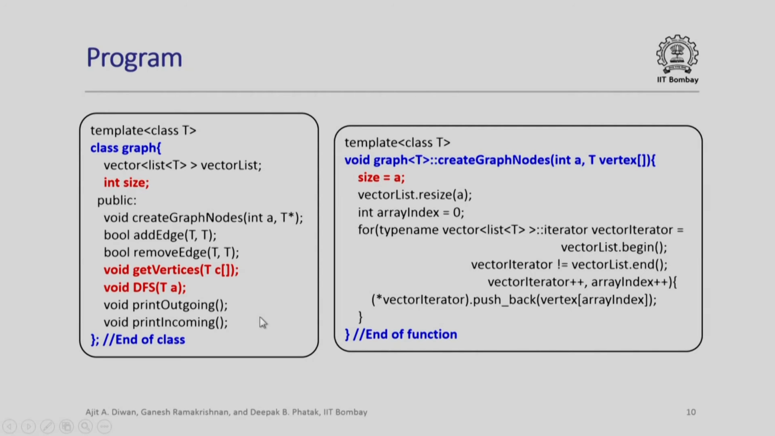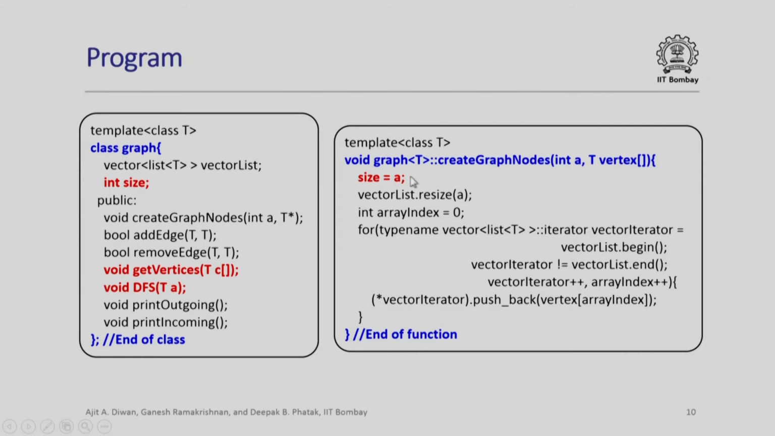Let us now look at the program to implement the depth first search. As before, we use the class graph. We introduce a new variable called size. We shall see how it is used. As public elements of this class, we have functions which we are already familiar with. For example, create graph nodes, add edge, remove edge, print outgoing, print incoming. We have seen all these functions. Two new functions which we add to implement the depth first search are: one, get vertices. As we saw in the algorithms, this one will be called from the DFS, and the main function DFS which implements the depth first search.